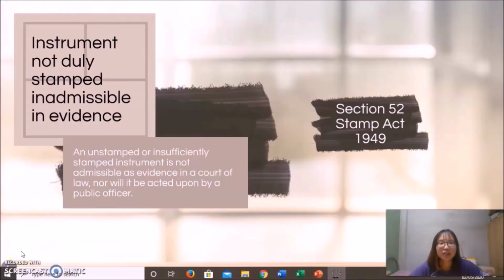Instrument not duly stamped inadmissible in evidence. So what does this mean? An unstamped or insufficiently stamped instrument is not admissible as evidence in a court of law, nor will it be acted upon by a public officer. In other words, if the instrument is not properly stamped, it cannot be used in court as evidence. This is explained in detail in Section 52 of the Stamp Act 1949.